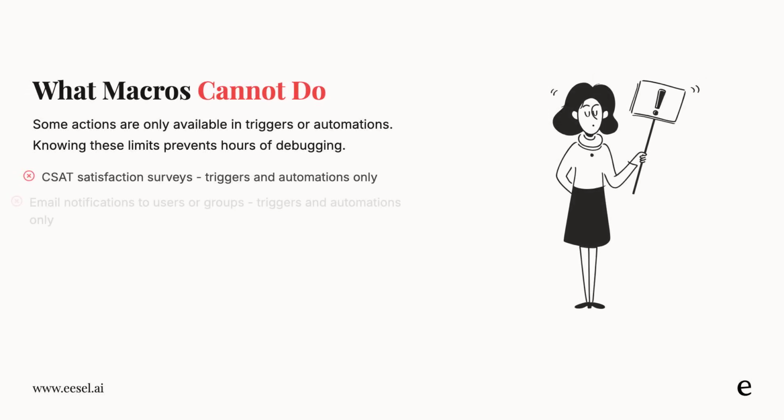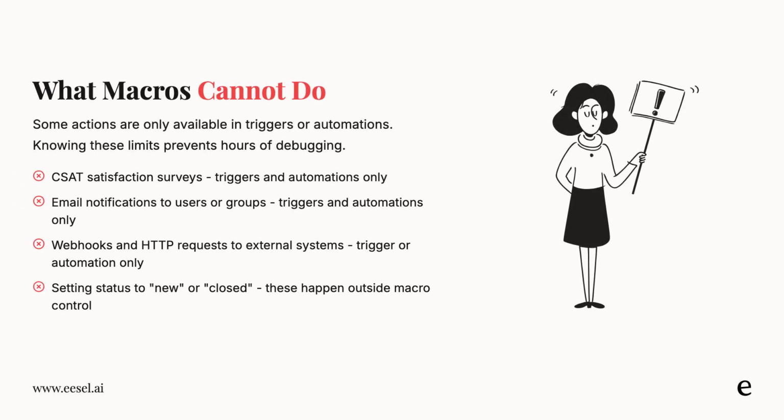Knowing macro limitations prevents hours of debugging. You cannot send CSAT satisfaction surveys, send direct email notifications to users or groups, trigger webhooks, or set status to new or closed from a macro. Those require triggers or automations.